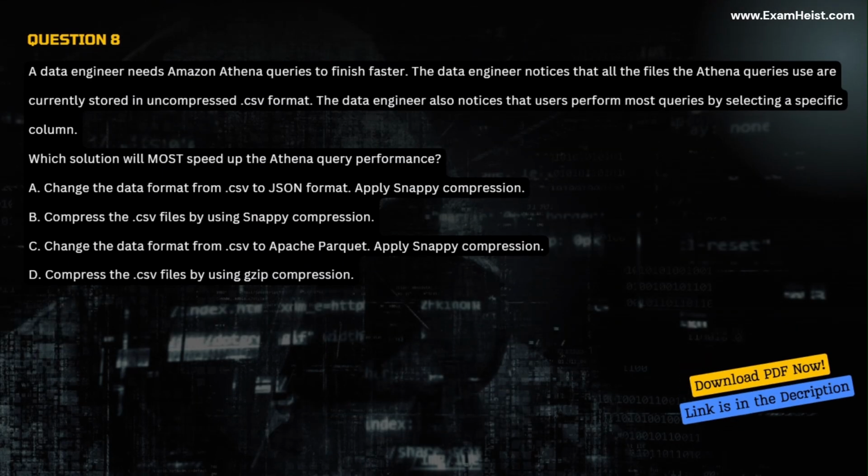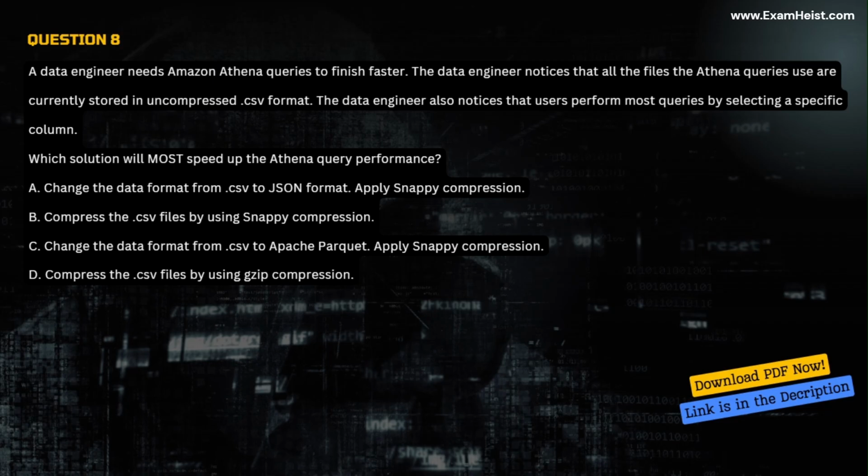Question 8. A data engineer needs Amazon Athena queries to finish faster. The data engineer notices that all the files the Athena queries use are currently stored in uncompressed .csv format. The data engineer also notices that users perform most queries by selecting a specific column. Which solution will most speed up the Athena query performance?